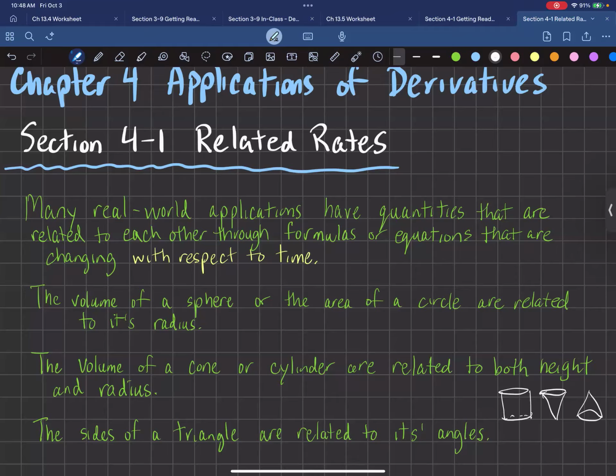In fact, let me write down the ones for the cone. The volume of a cone is 1/3 pi r squared h. And for a cylinder, it is pi r squared h. So they're very similar to each other, just the cone has a 1/3 on it. The sphere is 4/3 pi r cubed. I need a pi in there. And the area of the circle is pi r squared.